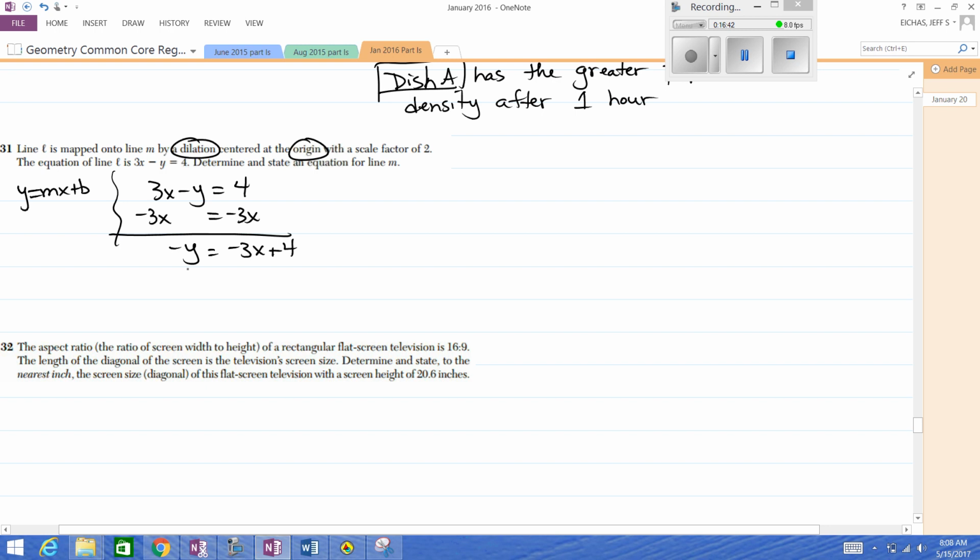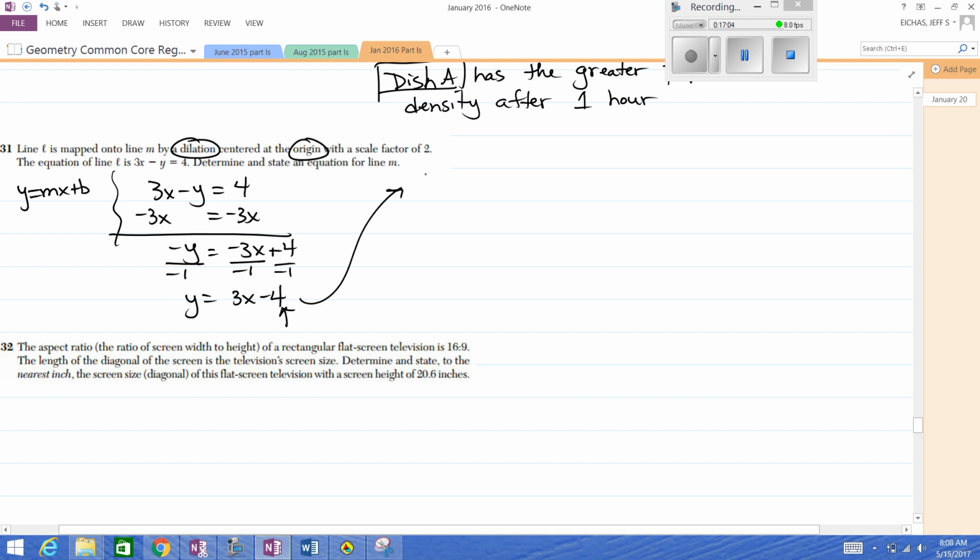And multiply by negative 1 or divide by negative 1, however you want to get rid of the negative. Okay, so right now, the reason I didn't graph it is because I know this line's not going to go through the origin. Its y-intercept is not 0. Okay, so that's the y-intercept.